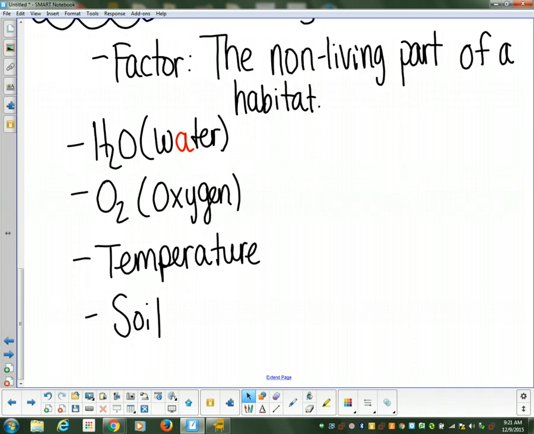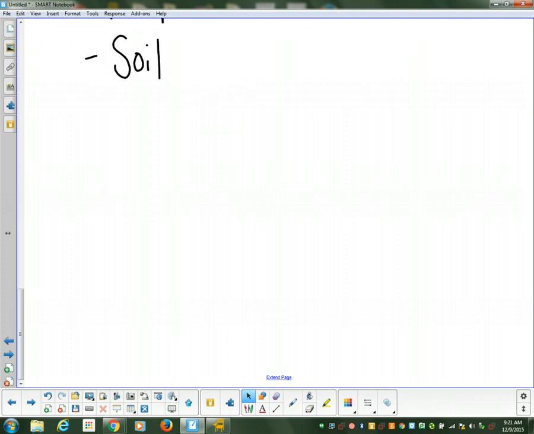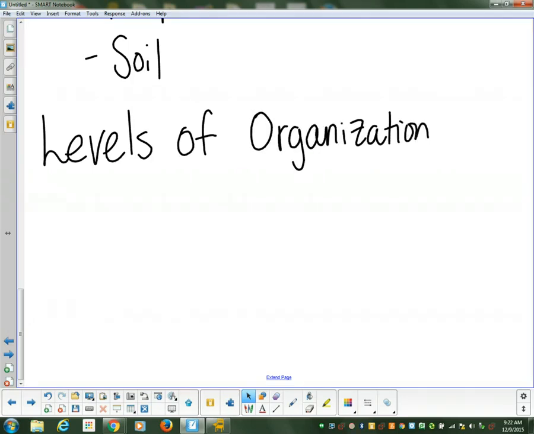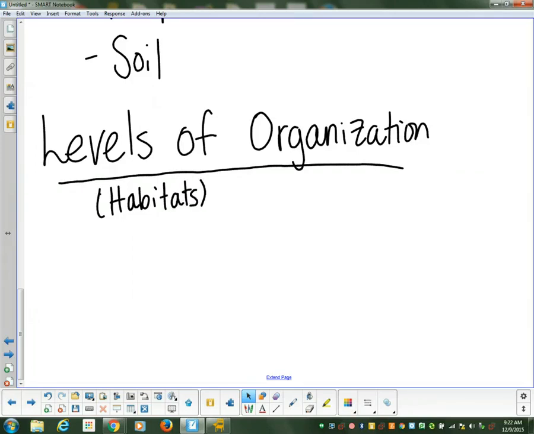All right. Now, when we start to look at an ecosystem, we refer to things as levels of classification or organization. All of this stuff that we're talking about right now applies to habitats. So what we're doing is making reference to organizing a habitat. We know that there are going to be non-living things, which are abiotic factors. We know that there are going to be living things in there. But we have to organize them in some way.